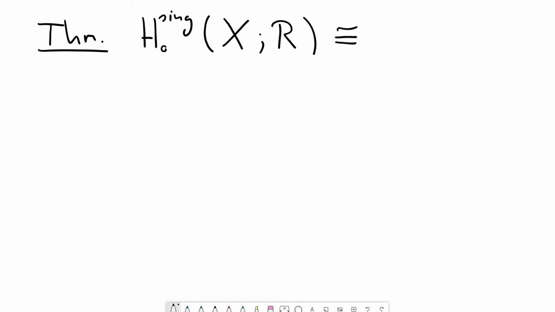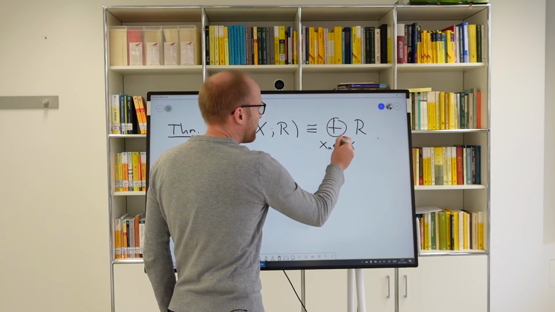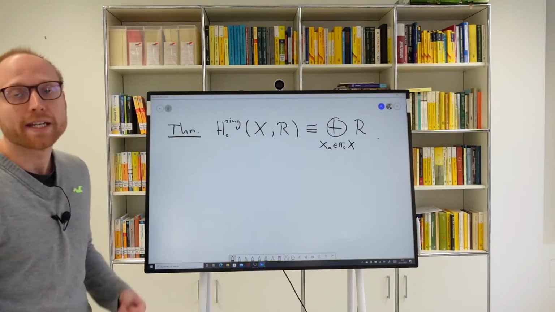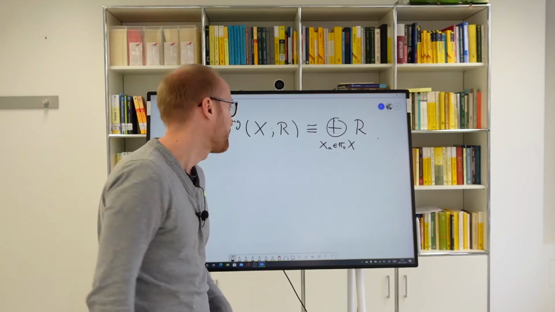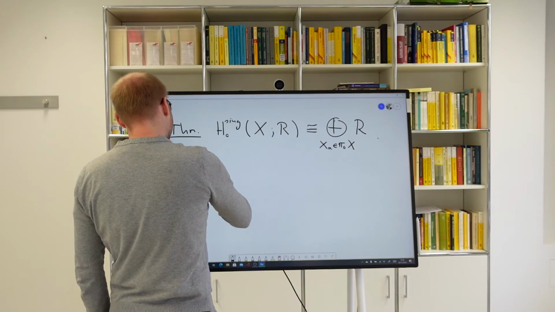is isomorphic to the direct sum of one copy of R, of the R module R, for each path component of X. So remember, we used the notation pi 0 to denote the set of path components of X. Okay, so in other words, by the rank of this free R module here, we find the number of path components of a space. Okay? So this is the information the zeroth homology provides, the number of path components.